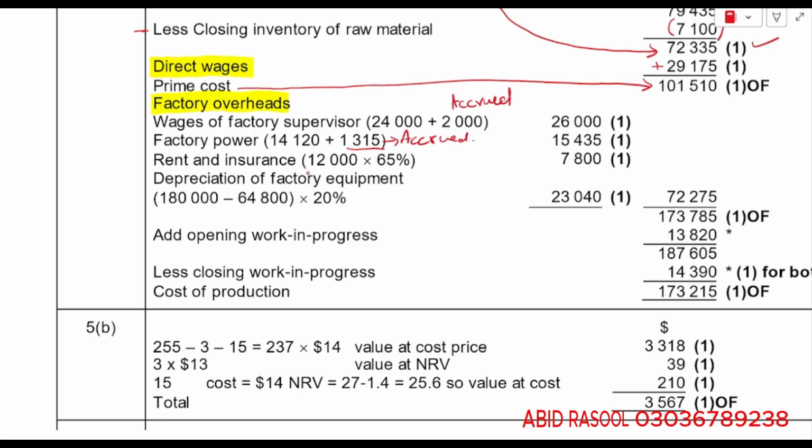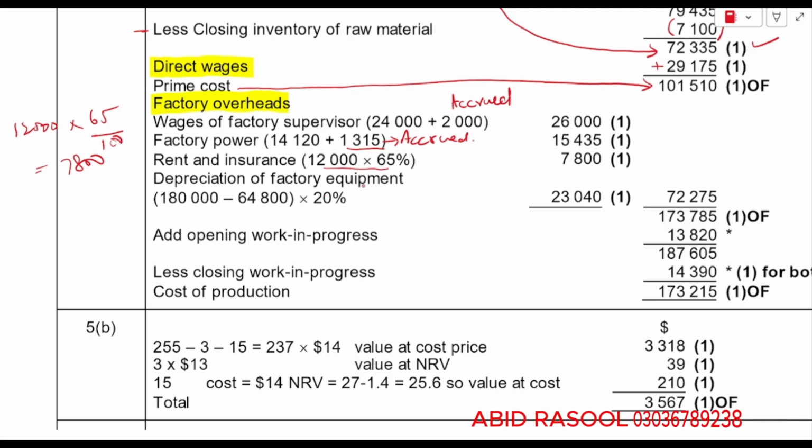And rent and rates and insurance, we are given, we have paid rent and rates 12,000, and we will only take 65% of this 12,000. How to take 65%? 12,000 multiplied by 65 divided by 100, and we will get 7,800. Okay, this is the working, because they asked us in the additional information to apportion the rent and rates 65% to the manufacturing, 65% to the factory, and remaining 35% to the offices. So office expense is not written here. We are not going to write the remaining expense of rent and rates.